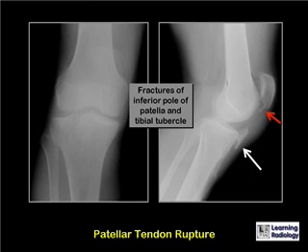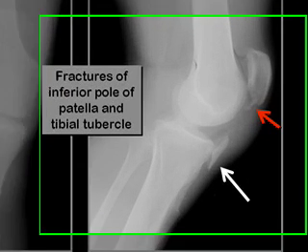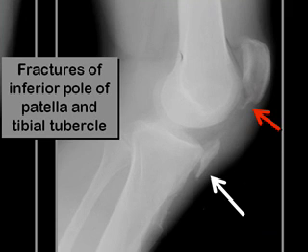In this example, the patellar tendon has produced an avulsion from both the inferior aspect of the patella, shown by the red arrow, and from the anterior tibial tubercle on which it inserts.